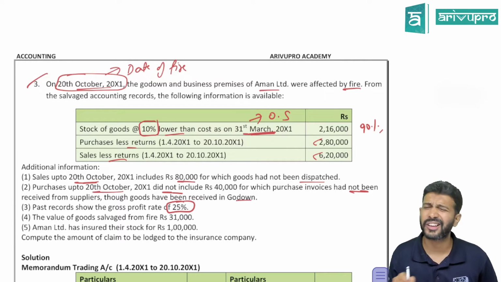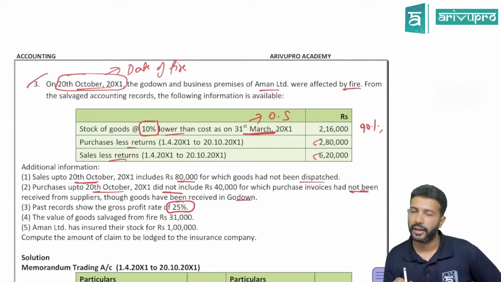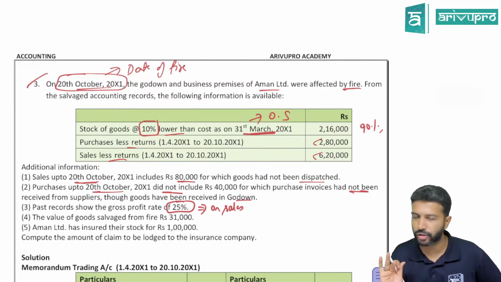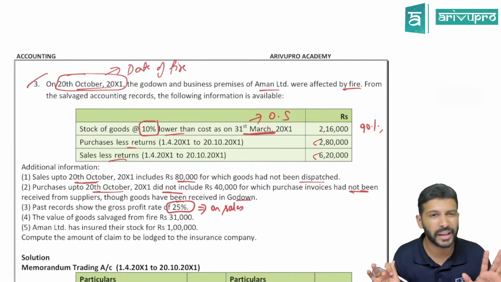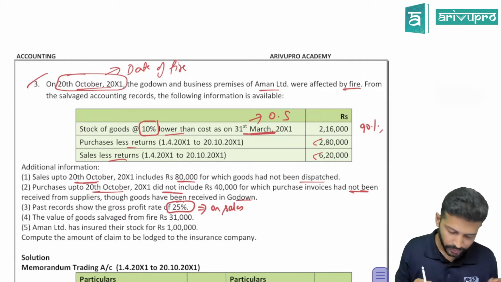25%. So did they say it is 25% on cost, COGS, and so on? If they just mention a percentage, the percentage is always on sales. If it is on COGS, clearly they will mention it. If not specified, always apply it on sales.